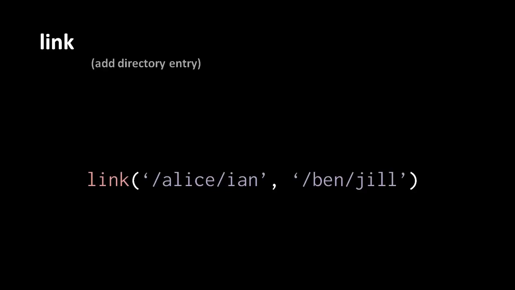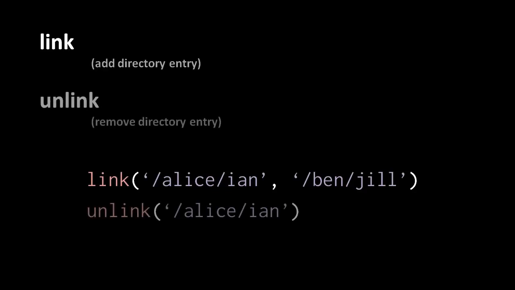As far as the file is concerned, neither one of these is its true name. They are both equally valid. They're just different listings of the same thing. Now, to remove files from directories, we have the system call unlink. So here, say unlink /alice/Ian. This will remove the Ian entry in the directory Alice.